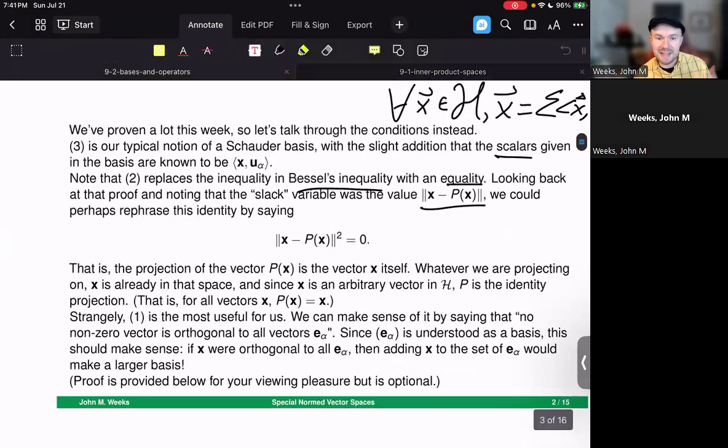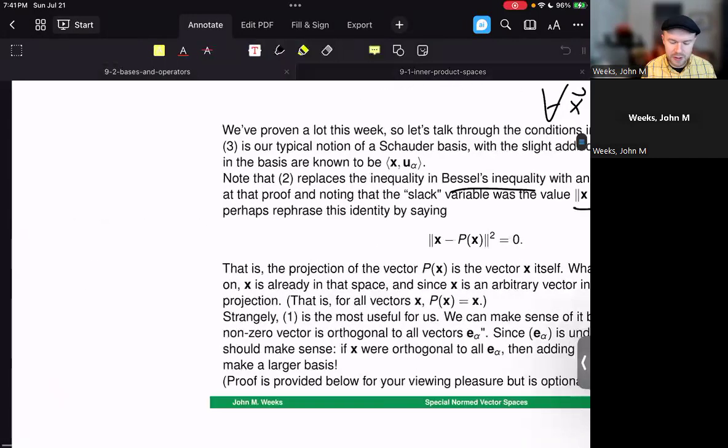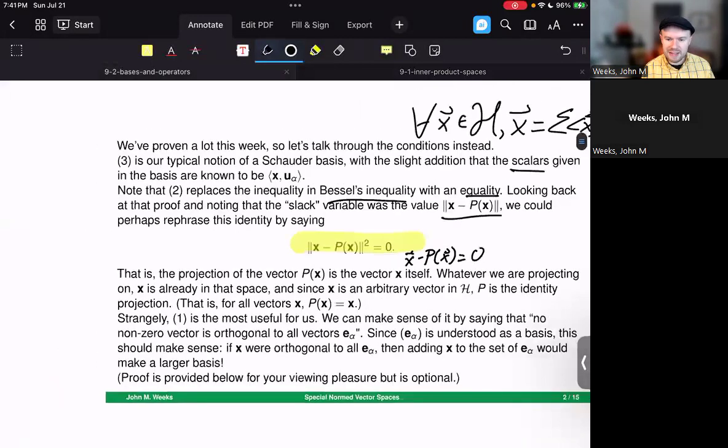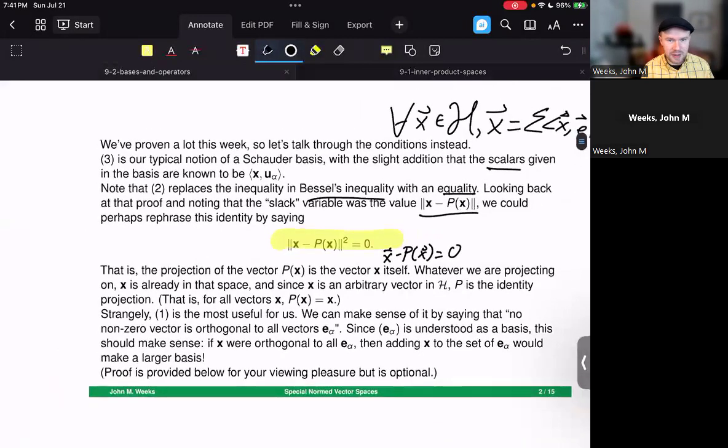If I'm writing x instead of u, then you have what I have right over here, which is that the norm of x minus p of x squared is equal to 0. That is, x has to be equal to p of x, because this has to be equal to the 0 vector. Because if the norm of something is equal to 0, then we know by the definition of norm that the vector itself is equal to 0. So this is true for all possible vectors if this is going well by Parseval's identity.